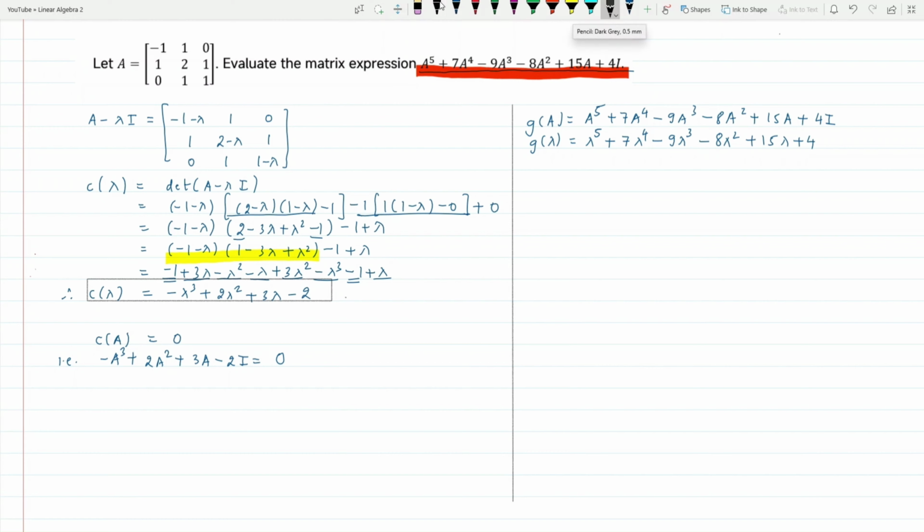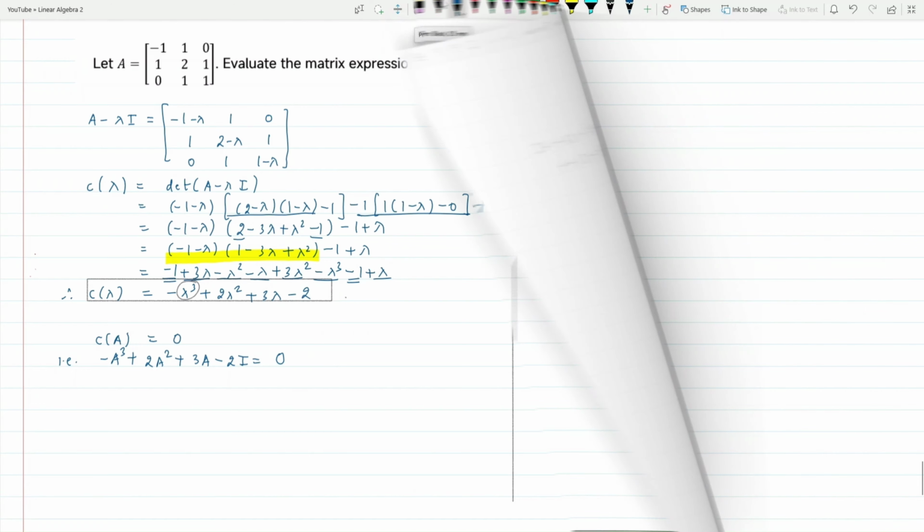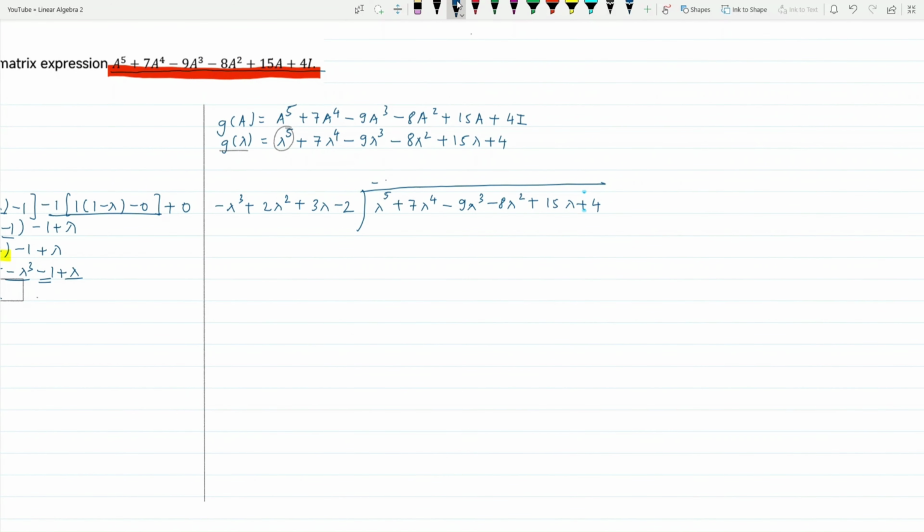Now we have got two polynomials. One is g of lambda whose degree is 5 and another one is C of lambda whose degree is 3. So we can think of applying the division algorithm wherein we are going to divide g of lambda by C of lambda. The first quotient is going to be minus lambda square. So we get here lambda raised to 5 minus 2 lambda raised to 4 minus 3 lambda cube plus 2 lambda square.